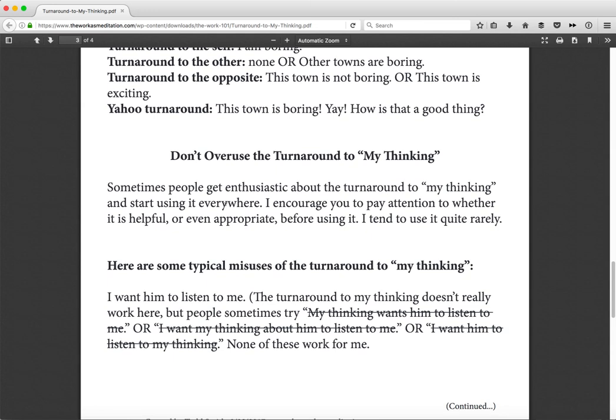And I encourage you not to overuse the turnaround to my thinking. Some people start using it everywhere, and it's not always appropriate. So I encourage you to really look at the situation. What's the statement? Does it make sense for me to be using the turnaround to my thinking? You can always try it out, but if it doesn't make sense, then don't use it.